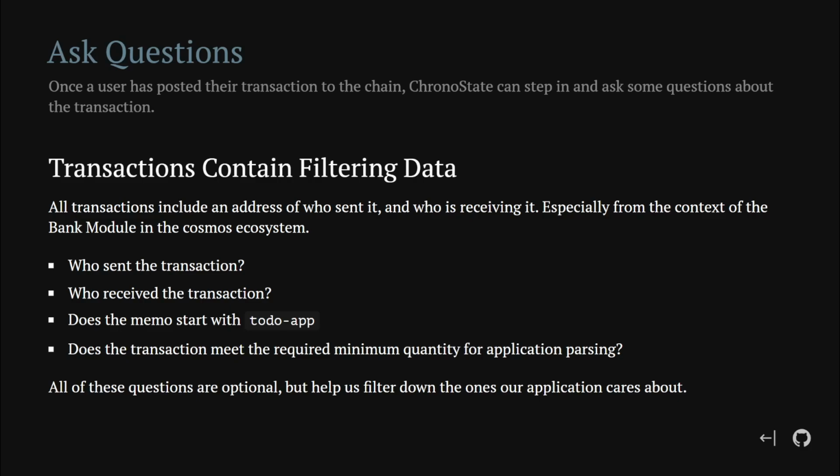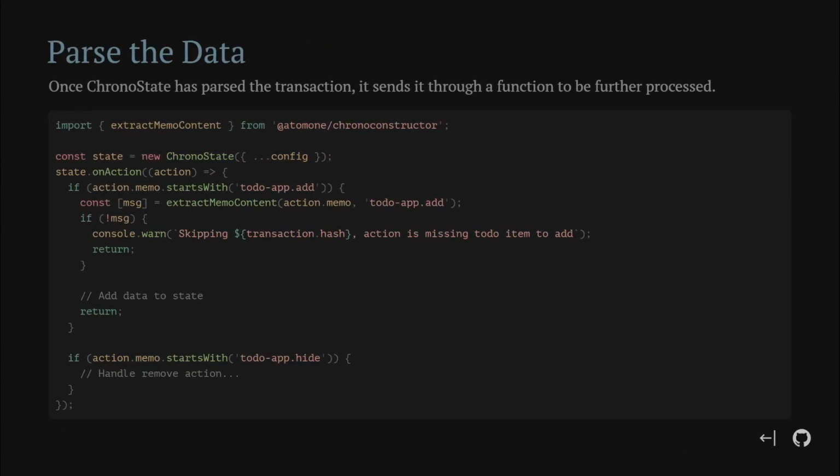So let's go into this a little bit further. Parsing the data. Once ChronoState has parsed the transaction, it sends it through a function to be further processed. What this means is that we can use something like Chrono Constructor to extract the memo content. So up here we have extract memo content, and we have some state from ChronoState.